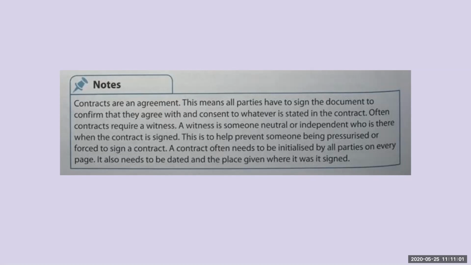A contract needs to be initialized by all parties on every page. That means that I will put my initials at the bottom of every page. Usually it's in the right-hand corner at the bottom. You just put your initials. So you don't sign it in full. On every page, you just initial to say that you've read it. It also needs to be dated and the place given where it was signed.